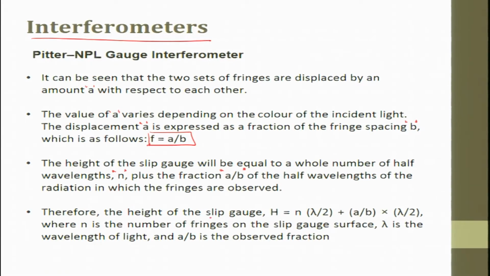Therefore, the height of the slip gauge H can be found as n into lambda by 2 plus A by B into lambda by 2, where n is the number of fringes. Fringes are nothing but bright, dark, bright, dark, bright, dark. These are the fringes on the slip gauge, lambda is the wavelength of the monochromatic source we use, and A by B is the observed fraction by which it is displaced. With this you can try to figure out the height.